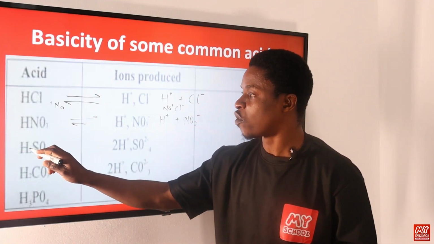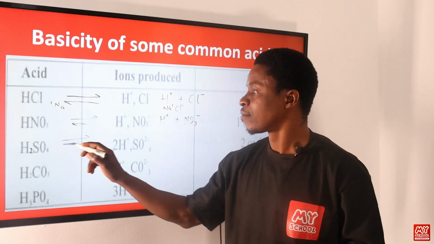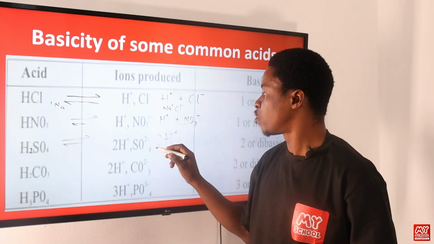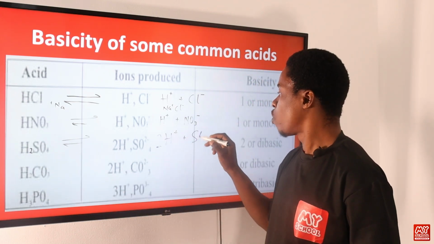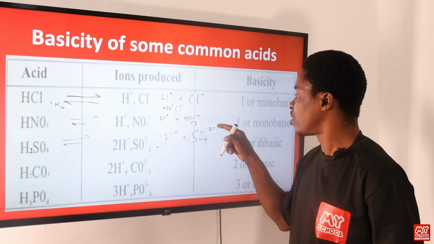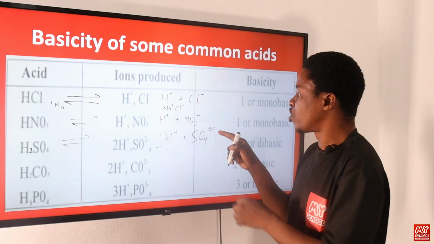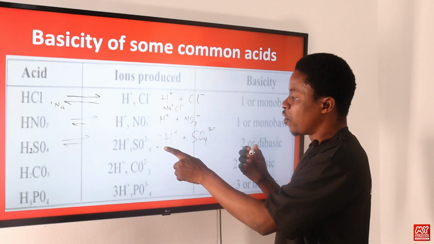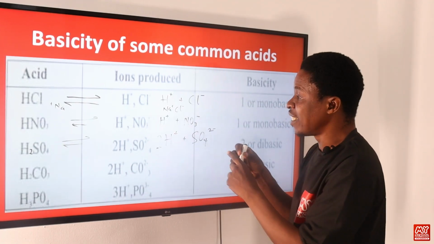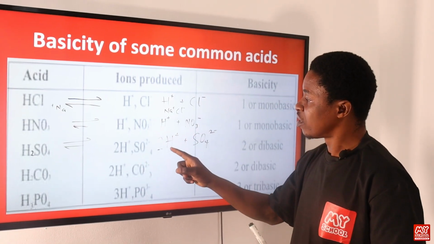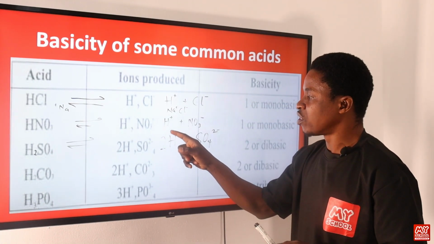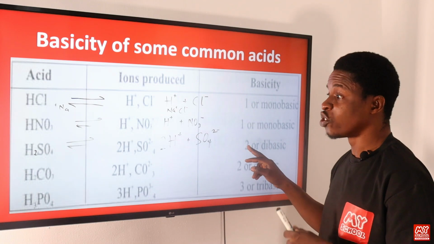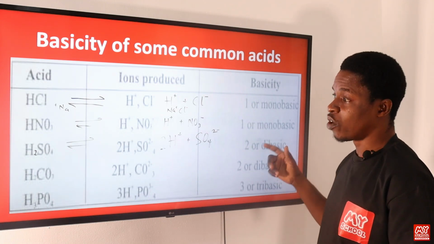So we have H2SO4. Now if H2SO4 dissociates here, we are going to have hydrogen, but because we have two hydrogen there, we have 2H+ and then we have SO4 2-. 2- because this is the sulfate radical, and this is the charge, so it means 2 positively charged ions are needed to form that. So when H2SO4 dissociates in aqueous solution, we are going to have 2 hydrogen ions that will be split, that will be dissociated there. So we say the basicity of H2SO4 or sulfuric acid is 2, or we call it dibasic.